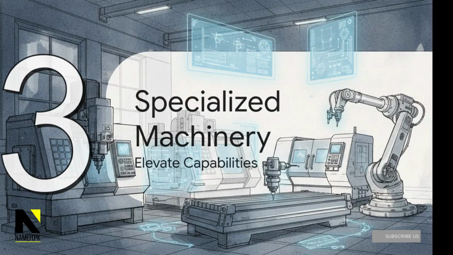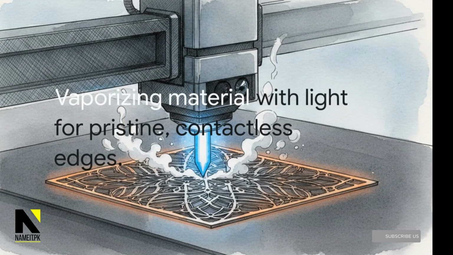All right, Section 3, specialized machinery. Sometimes, a standard 3-axis router or mill just isn't quite enough to meet those really ambitious production goals. So let's explore some specialized equipment that can seriously elevate your capabilities.